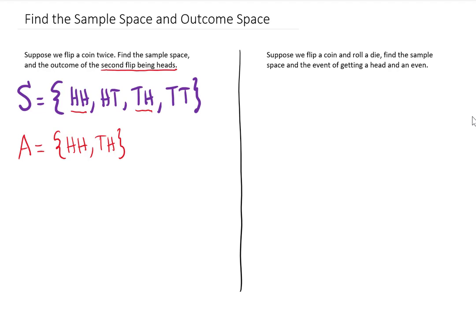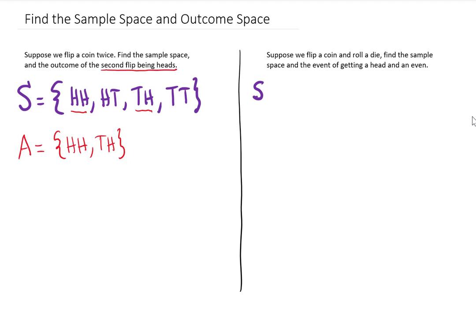So now why don't you try it again, but on the right-hand problem here that says, suppose we flip a coin and roll a die. Find the sample space and the event of getting a head and an even. Okay, so assuming you paused the video and gave it a good shot, let's see if you got the right answer here.